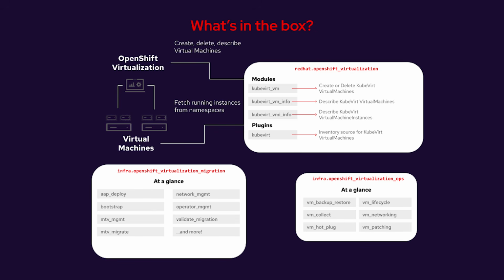So, what are the Ansible collections that drive the automation for OpenShift Virtualization? Ansible fully supports OpenShift Virtualization through the Red Hat OpenShift Virtualization collection. This is a certified and validated collection on Automation Hub, where you get purpose-built modules to create, delete, and describe KubeVirt virtual machines and plugins to dynamically inventory them across the namespaces.